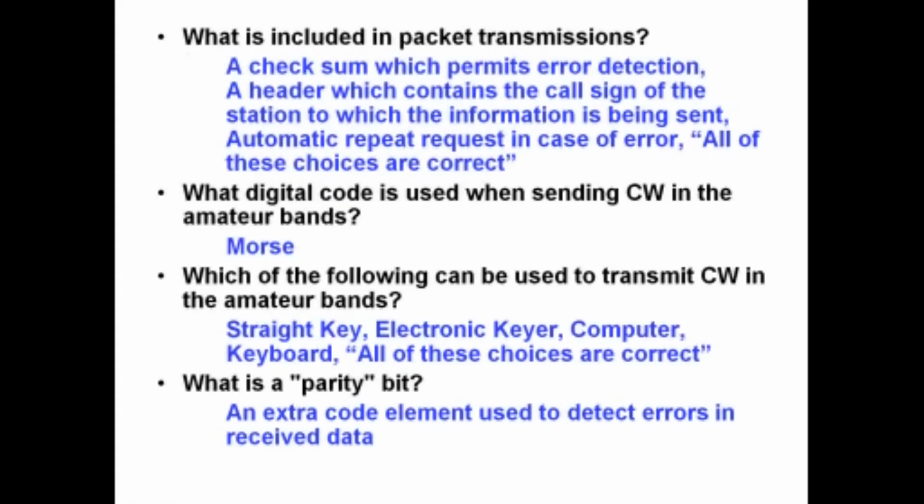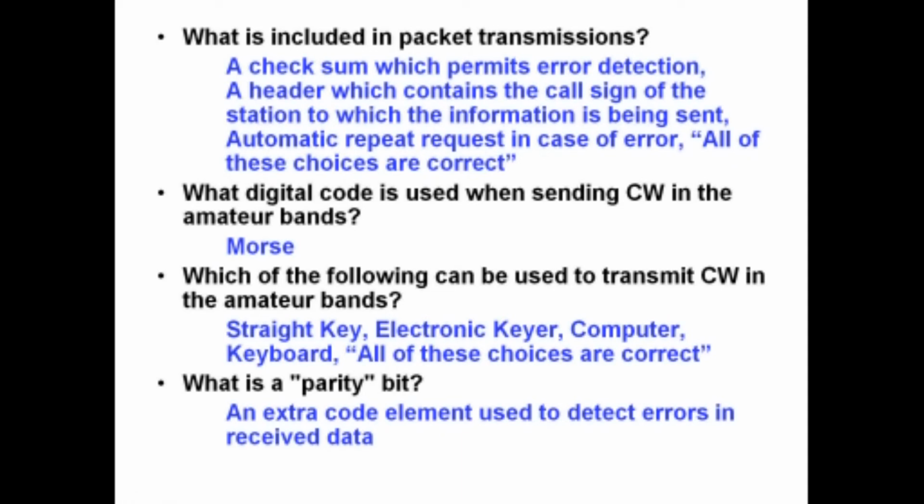What is included in packet transmissions? These are the answers you're offered on this one. A checksum which permits error detection. A header which includes the call sign of the station to which the information is being sent. An automatic repeat request in case of error. All of these are correct. So for this one, all these choices are correct.